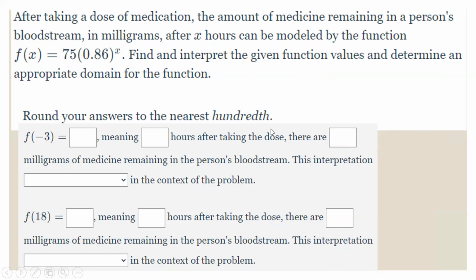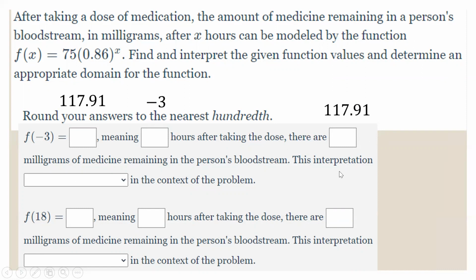Remember, hundredths is the second decimal place. So if you plug in -3 to this beautiful equation, out is going to pop this answer, rounded to the nearest hundredth. So what does that mean? According to the function notation, remember, x represents the hours after the medication is given. So -3 hours after taking the dose, there are that amount of milligrams of medicine remaining in the bloodstream.